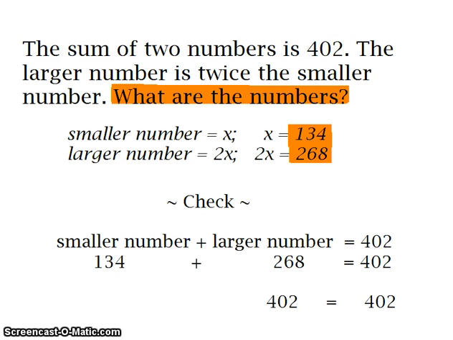So now, let's go back to figuring out what our numbers are. We know that our smaller number is equal to 134 and our larger number is equal to 268. So let's do our check. We have our smaller number, 134, plus our larger number, 268, is equal to 402. When we add 134 plus 268, the answer is 402, so our numbers are correct.